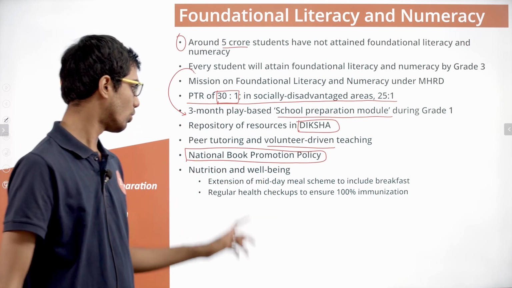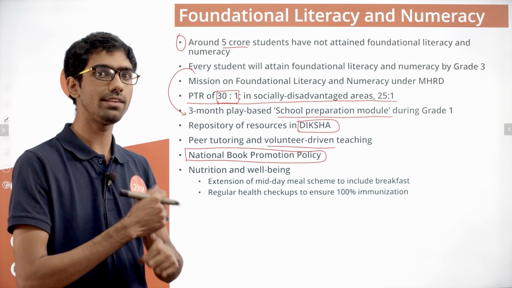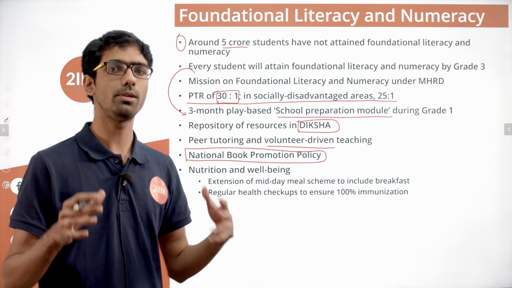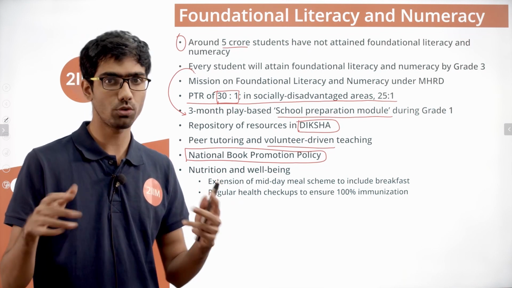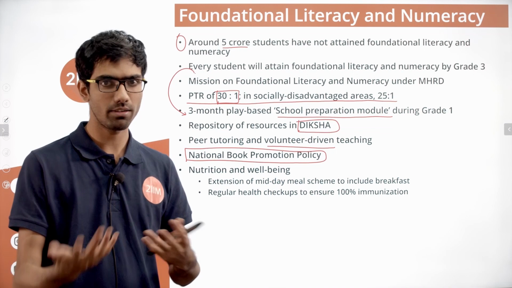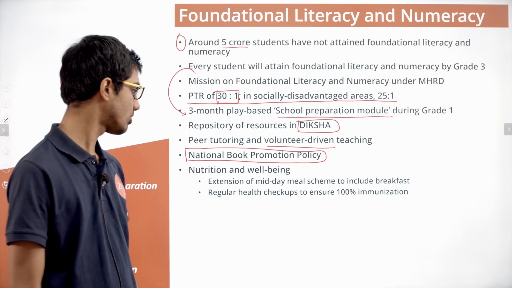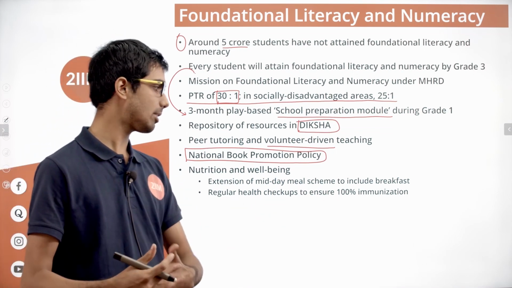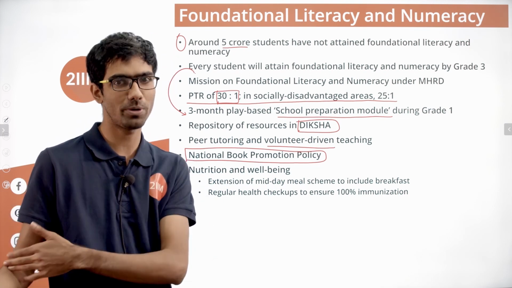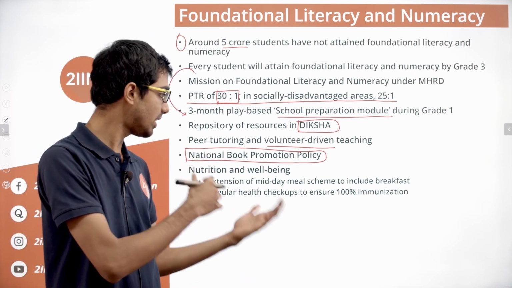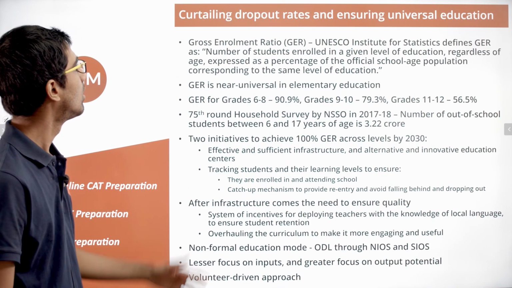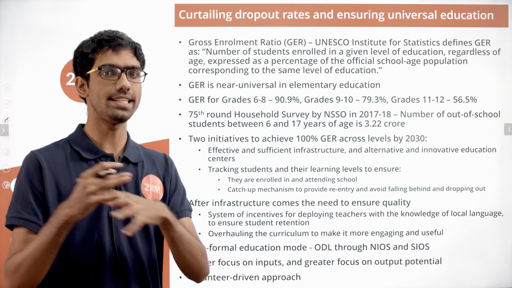Nutrition and well-being. One thing is the extension of the midday meal scheme to provide breakfast as well. The policy says the breakfast should be light, so channa or some jaggery-included meal is being proposed. The second is regular health checkups to ensure 100% immunization. This becomes very important, especially after COVID and now that the schools are opening up. This is anyway something that should be carried out. Okay, so that's about the first ECC part.